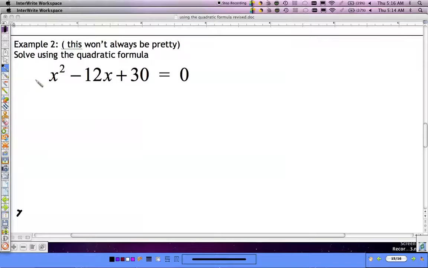It would behoove you to identify the A, B, and C for every problem on this page before you get started. Our A, B, and C are going to be: A is equal to 1, B is negative 12, and C is 30. We can see that it's not going to be necessarily nice because if you try to factor this, you're not going to be able to factor it. But this is how you solve problems where you're not able to factor them.